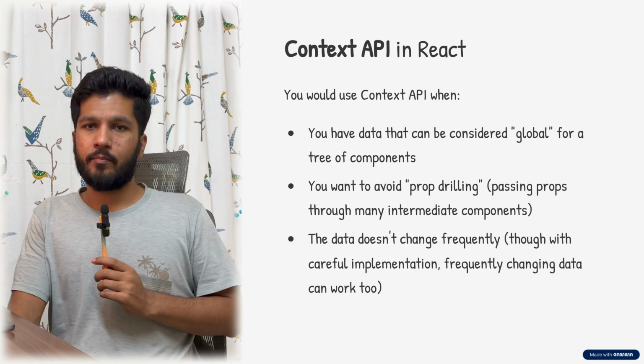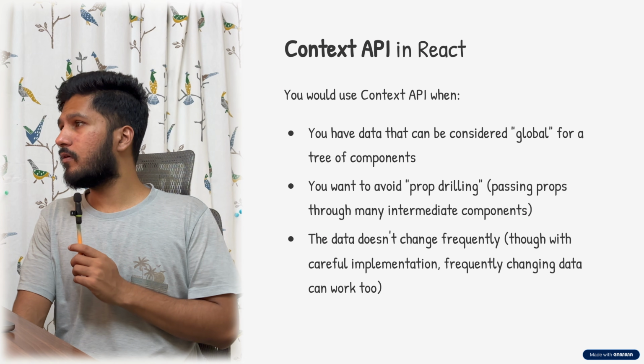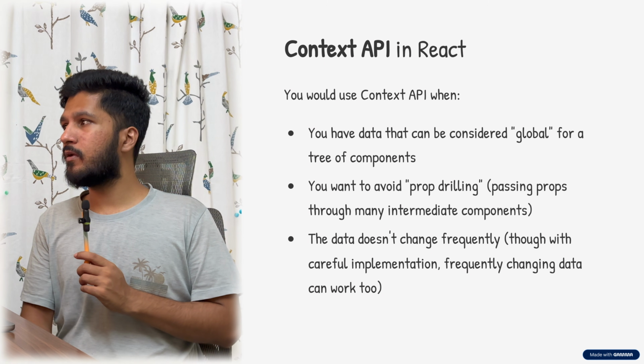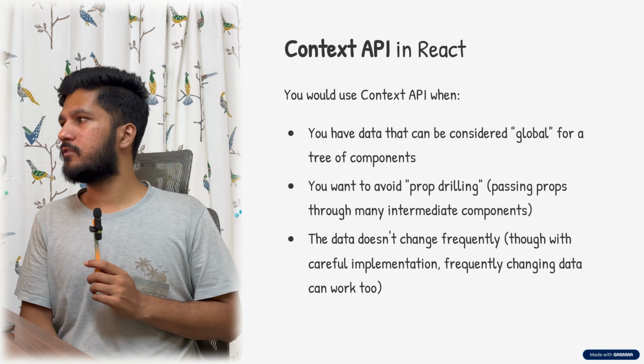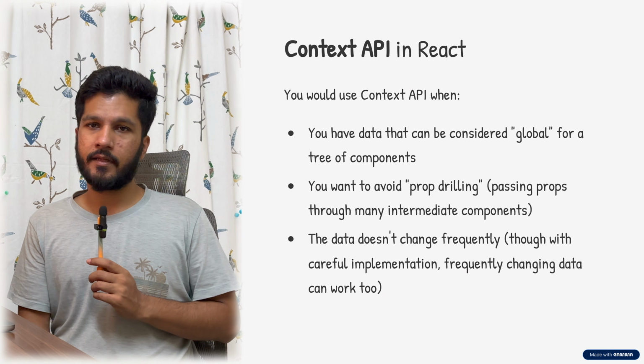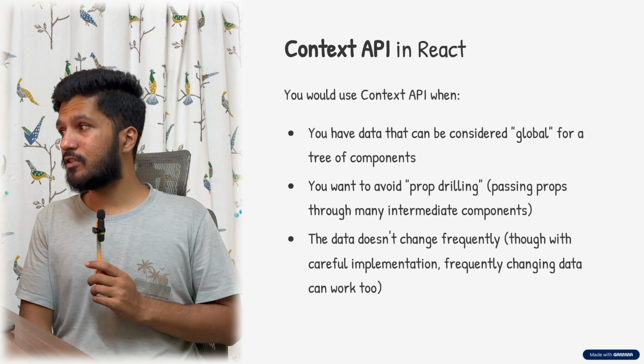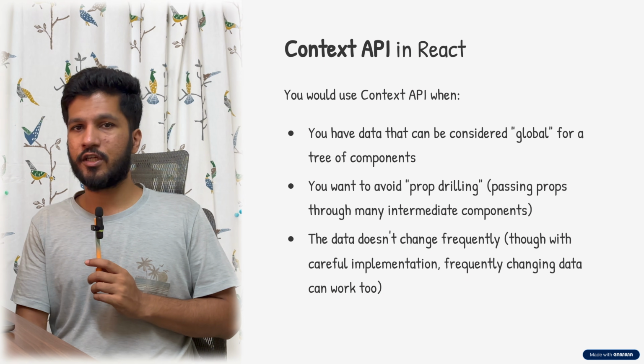Now, when would you use context API? When you have data that can be considered global for a tree of components. You want to avoid prop drilling, as we already talked about. And the data doesn't change frequently.